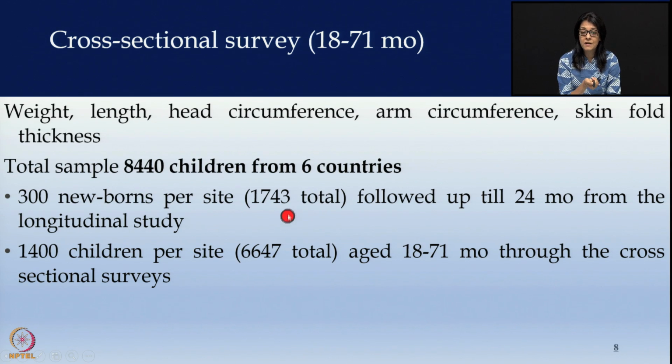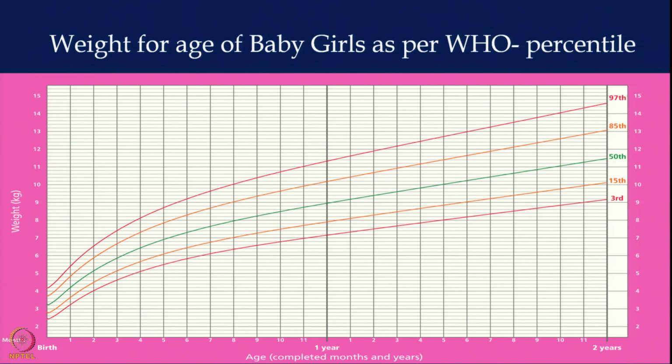1,743 were followed up till 24 months of age from the longitudinal study, and 1,400 children per site. So a total of about 6,647 children aged between 18 to 70 months through the cross-sectional survey. So this was the study, this was the design of the study. So here is what they found.